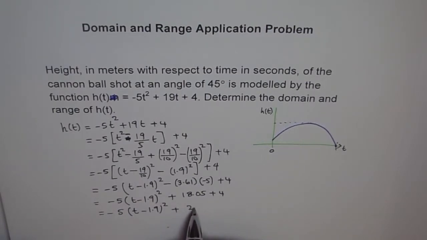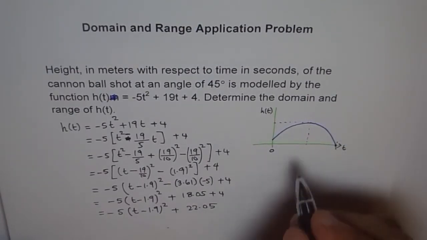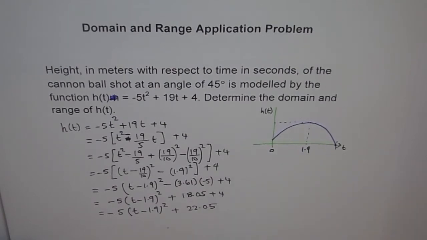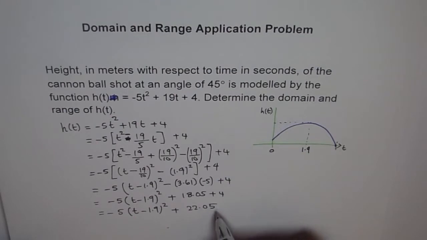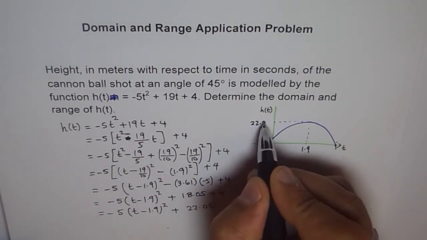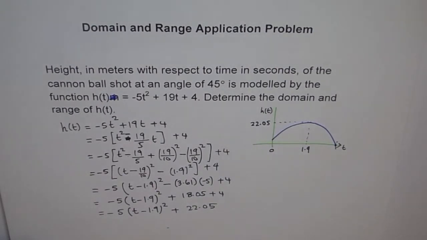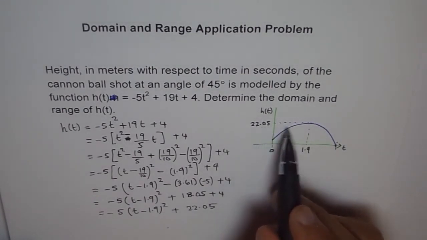Plus 22.05, correct? So that's your vertex, and this vertex actually happens at t equals 1.9, and the height is 22.05. So write this as 22.05. Okay, so that is how we can find it. Now the range is clear to us: the range is less than or equal to 22.05.